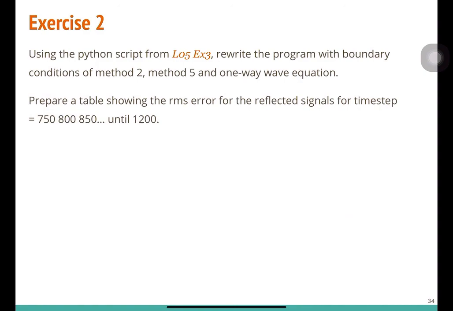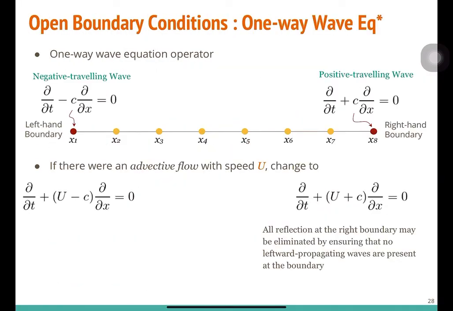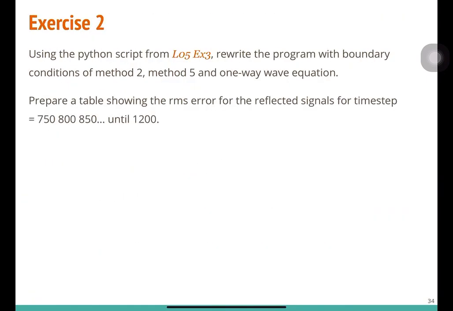We write the program with boundary conditions of method 2 and method 5 and one-way wave equation. So what is one-way wave equation? It should be this one. Okay, I've already given you the boundary condition, the open boundary condition. Okay, and prepare a table showing the root mean square error for the reflected signals for time steps 750, 800, 850 with the increment of 50 until 1200.